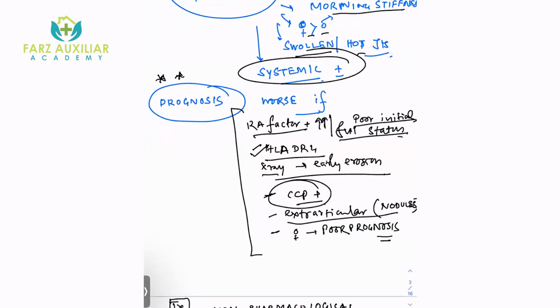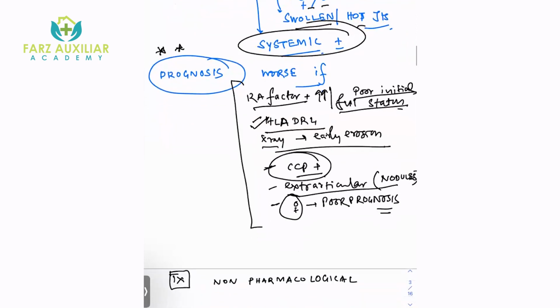Extra-articular feature, nodules. Nodules are seen on the extensor surface. Whenever you see a rheumatoid arthritis patient, check the elbow for nodules, whether they are there. And female gender is again a poor prognostic factor. So this is a poor prognostication question. You can surely get some questions from here. Take a snapshot and we need to move on.